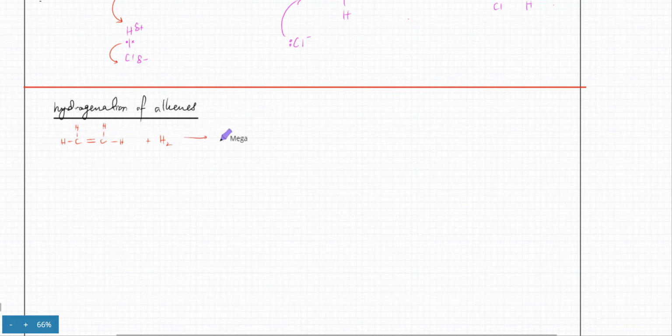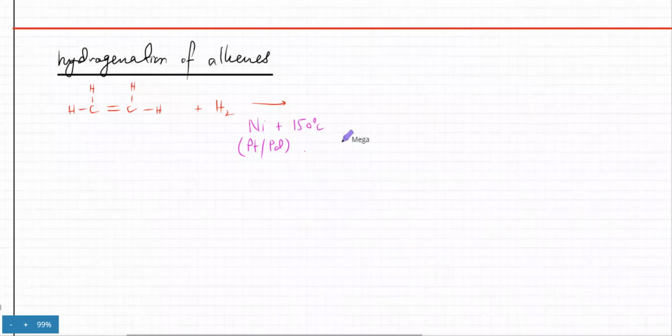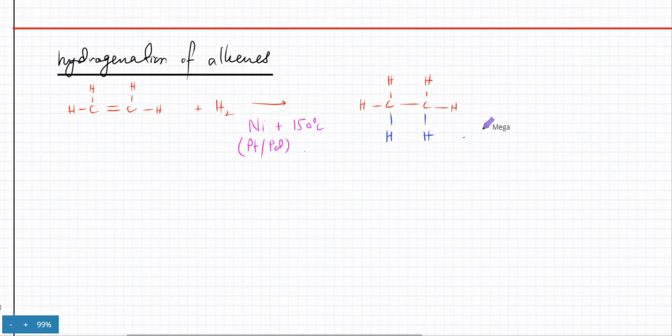The conditions for this reaction are that you need a nickel catalyst plus 150 degrees centigrade temperature, and you could also use platinum or palladium as a catalyst. Pretty much any transition metal would do. Nickel is the best. Nickel is the one that's used most often. And there's going to be H and H and H, and the double bond would vanish, and there's going to be more hydrogens added, right? So that's what hydrogenation is, and that's also an electrophilic addition reaction.